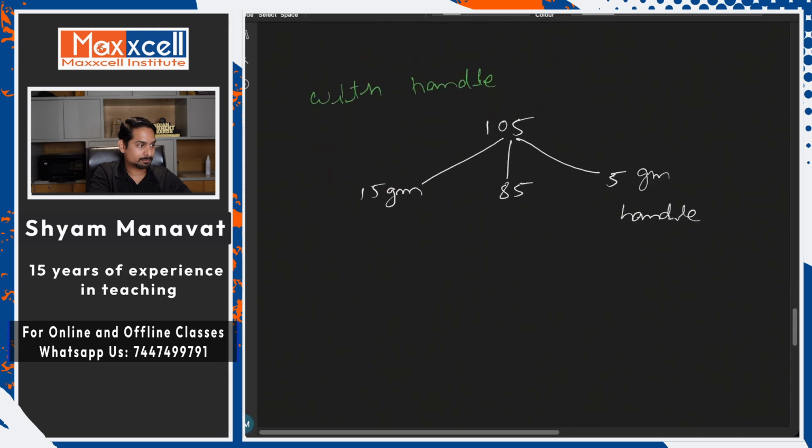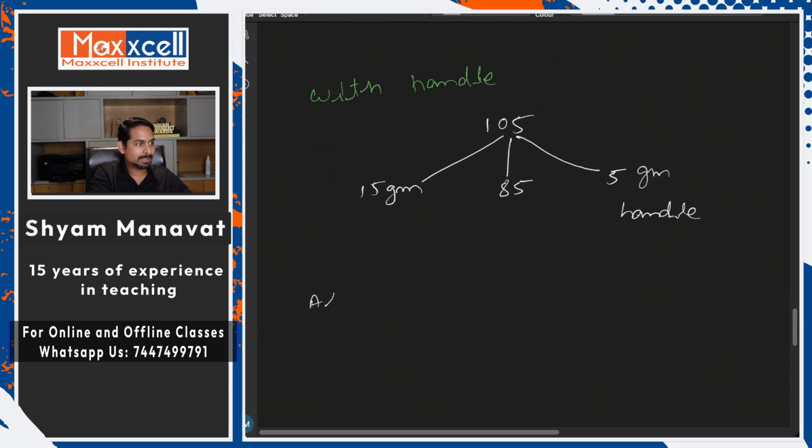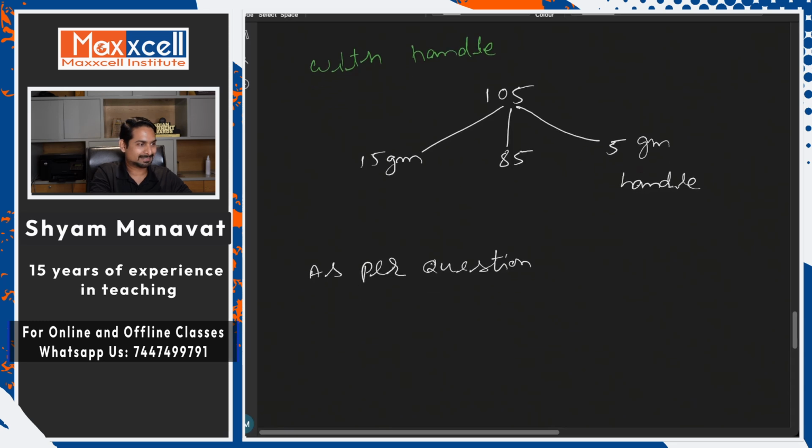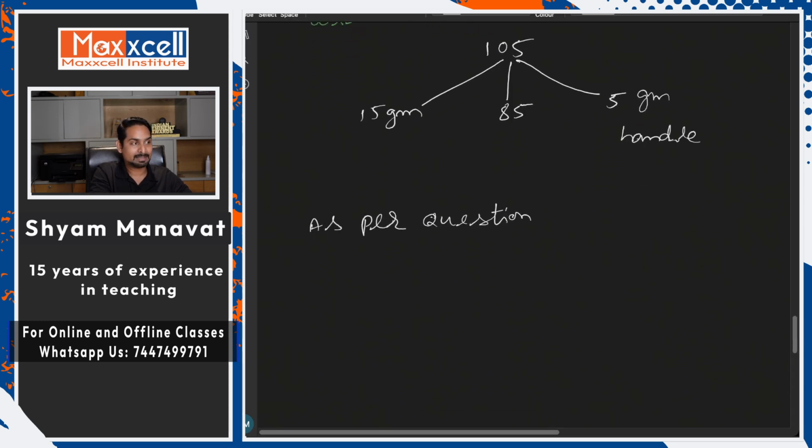Okay, so now, as per the question, you don't have to write all this in the exam. I'm writing this so that you can understand, and this is what takes extra time, no? As per the question, the partly filled container is 1/3 of the weight including handle. So 1/3 of 105, how much is that?